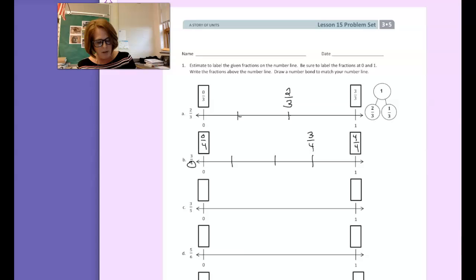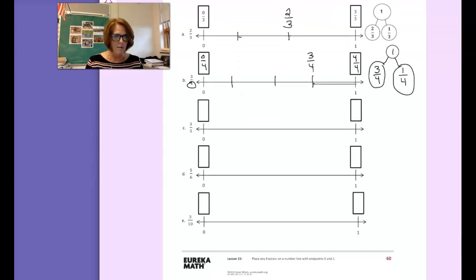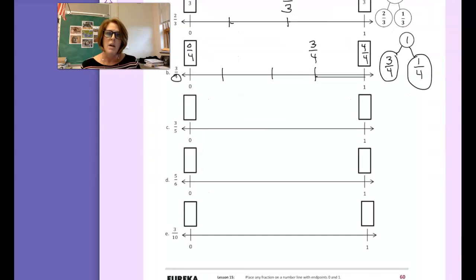And then we're going to come on over and make our number bond. So we're starting with 3/4. We started at 3/4. How many fourths did we have to go to get to 4/4? We went 3/4, 4/4. We went 1 more fourth. Go ahead and try letter C and then come on back and see if you are correct.